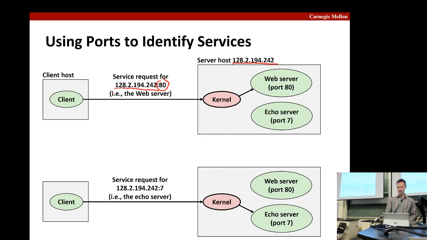Conversely, if instead you put a 7 here, then when it got to the operating system kernel on the server host, it'd say, oh, I see the 7, I'm going to route it to the process that's running the echo server. So that's why you have to append the ports, because that's the only way the kernel knows which server process to send it to.